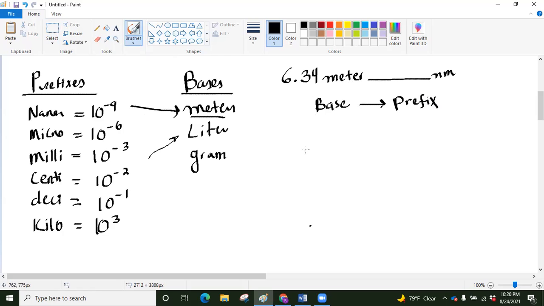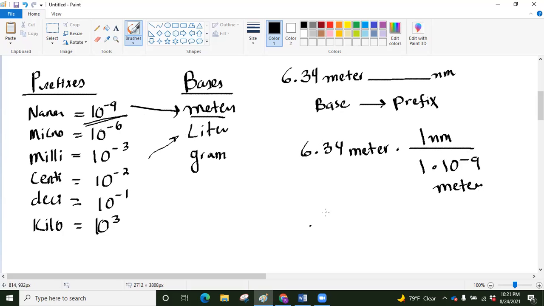What we're going to do here is take 6.34 meters, and we want to set up a conversion factor. The conversion factor is going to be 1 nanometer, which is equal to 1 times 10 to the negative 9 meters. We pick off what a nanometer equals, which is 10 to the negative 9. So essentially, 1 nanometer is equal to 1 times 10 to the negative 9 meters.